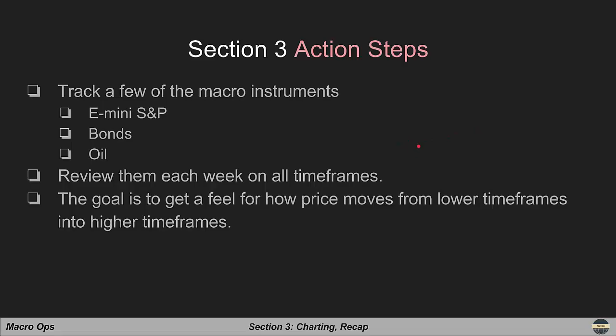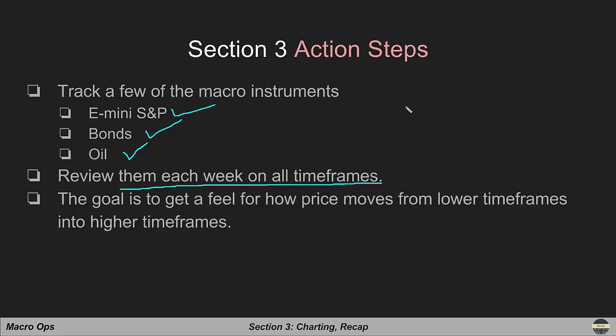For section 3 action steps, we're just going to take a look at the charts qualitatively. I want you to dig down and get a more intuitive feel for how price is moving, especially from that fractal standpoint. So take a few of the macro instruments. I suggest E-mini S&Ps, bonds, oil, but you can really take whatever you want. If you like to watch stocks, you can pick those, or currencies. That's fine too.